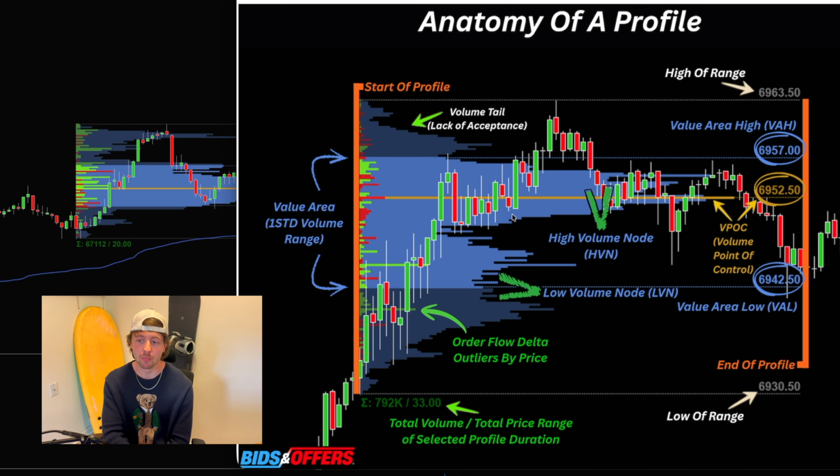This means that most of the volume around this mean, this VPOC, was done between 69.57 up here and 69.42. This represents 68 to 70% of the volume, the one standard deviation about the mean. Statistically speaking, this area is very important as standard deviations can help us measure relatively where a single data point lies in relation to the rest of the set.